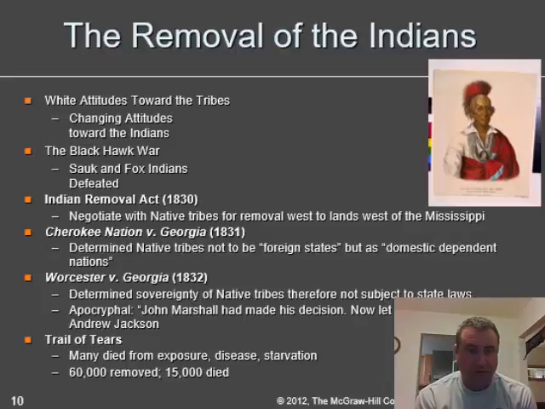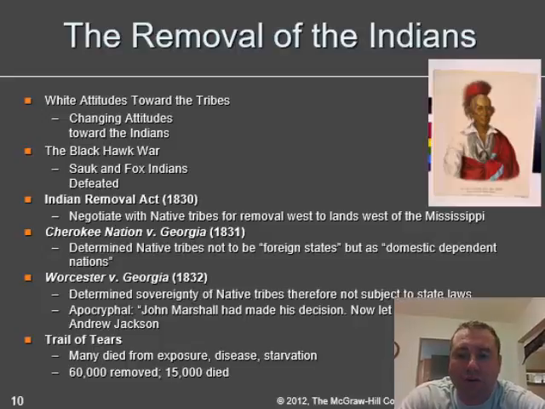Only the federal government had the power to deal with the Indians after the Supreme Court decisions, and the Indians created new large political entities to deal with the whites. And this is where you see Cherokee Nation versus Georgia, which basically determined that tribes were not foreign states, but domestic dependent nations. And then also Worcester versus Georgia, which determined the sovereignty of the native tribes, therefore not subject to state laws.